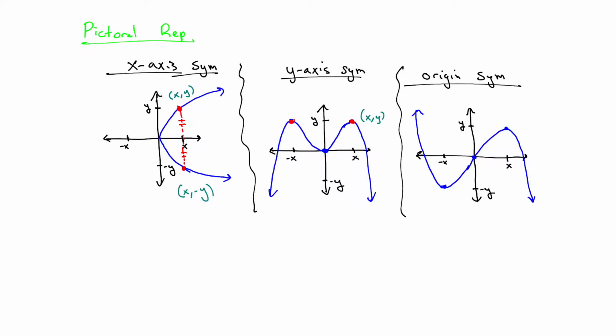In a similar fashion, we've got these 2 points here. This is x comma y, and this is negative x comma y. And we see that this graph is symmetric across the y-axis, meaning that these 2 points are equidistant from the y-axis. Now, origin symmetry is arguably the weirdest one. But once again, we've got these 2 points right here. This is the point x comma y, and negative x comma negative y. And we see, with regards to the origin right here, these points are equidistant from the origin. That's what it means to have origin symmetry. So that's a graphical interpretation of these things. And let's go ahead and do an example of those.